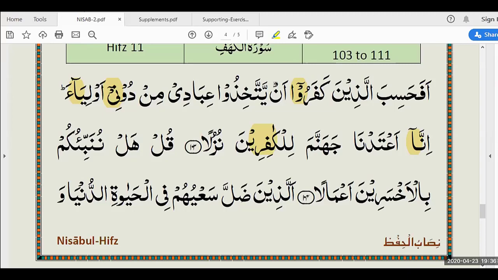No, that's not correct. Munfasil. Okay, munfasil. So munfasil because there's a detached prolongation. By that, what do I mean by that? What's the rule for detached we've just learned?